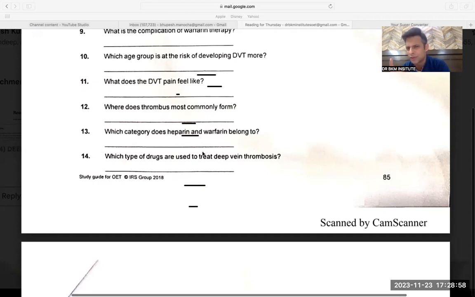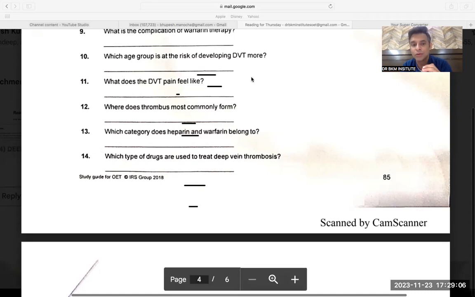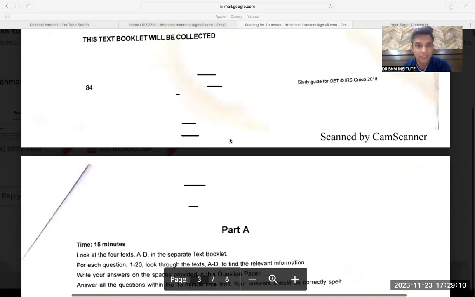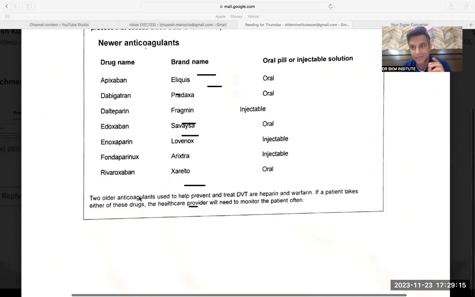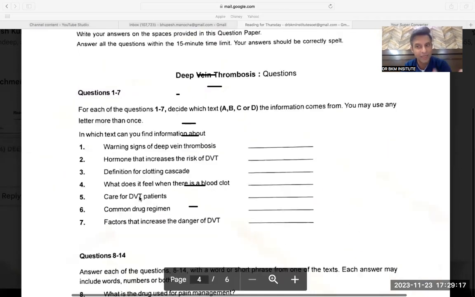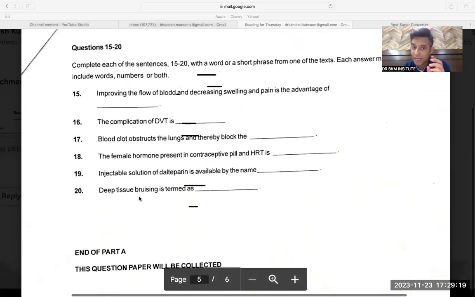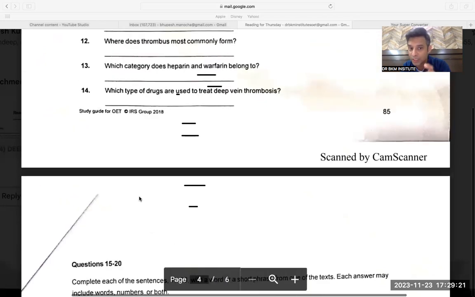Out of 7, I think 1 or 2 can be wrong. But this is the first question I'm confused about, deep vein or legs. Which category does heparin and warfarin belong to? Now I know heparin and warfarin are either D or C, because they are the treatment. Heparin and warfarin, so anticoagulants. Again, older anticoagulants or anticoagulants. Even if you by chance write older anticoagulants, even then it's fine.